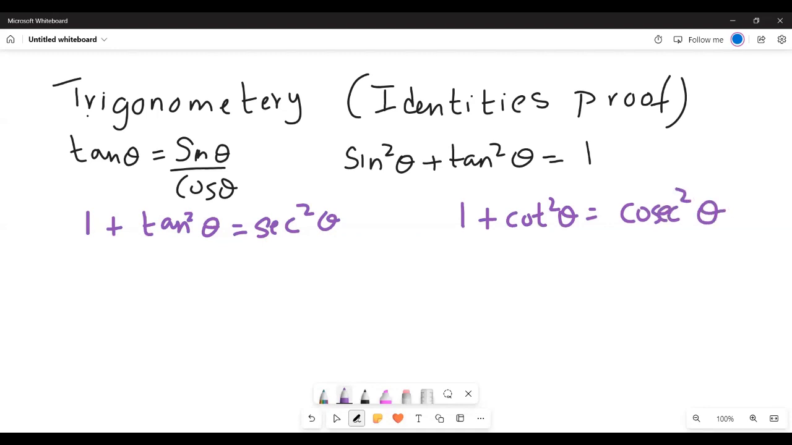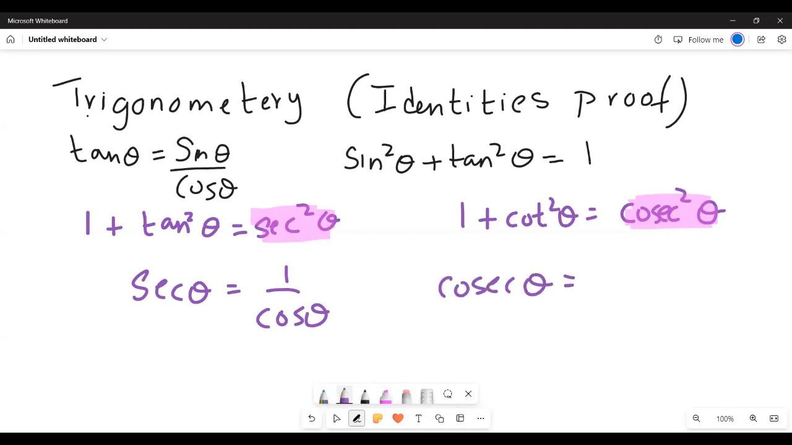And we already know what is secant, what is cosecant, and what is cot. Let's quickly revise. What is secant theta? Secant theta is the reciprocal of cos theta. So secant theta is 1 over cos theta. Then we have cosecant theta. So cosecant theta is actually 1 by sine theta, reciprocal of sine. And similarly, cot theta is reciprocal of tan.